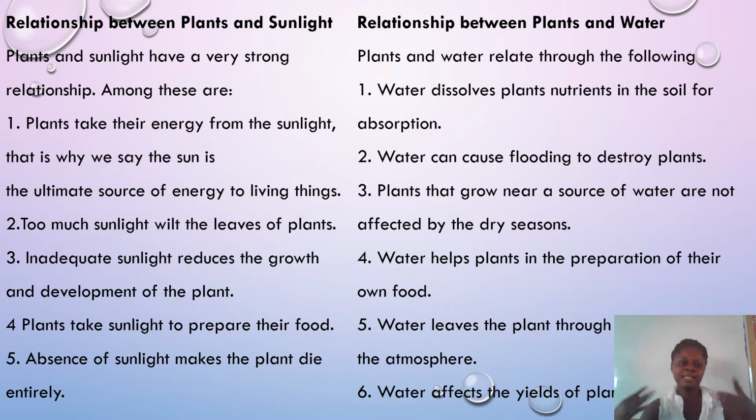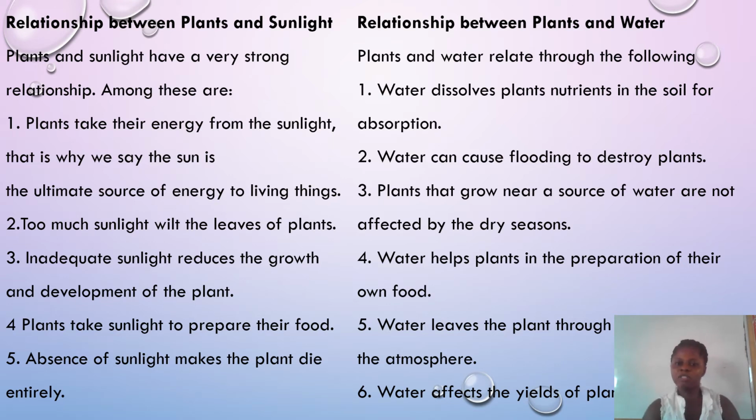Let's look at the plant and sunlight. Plant takes energy from sunlight to prepare its own food, like we mentioned earlier. Too much sunlight will destroy the leaves of the plant, and inadequate sunlight will reduce the growth of the plant. So you see that the plant depends on the sunlight, but too much of it is also going to destroy it, and not enough of it will also not make the plant healthy. The plant takes sunlight to prepare their own food, and in the absence of sunlight, the plant may die entirely.